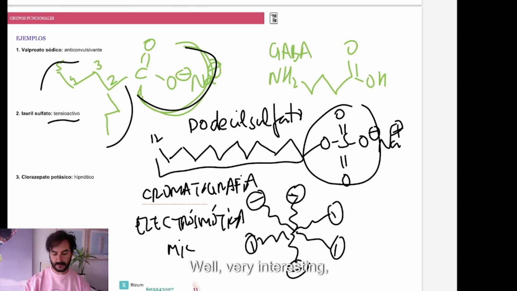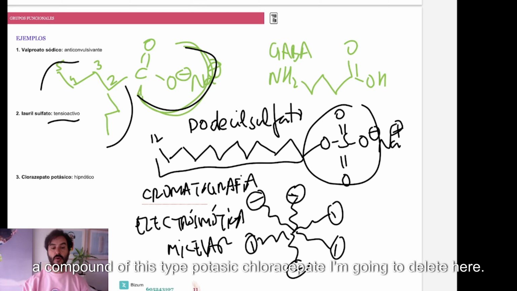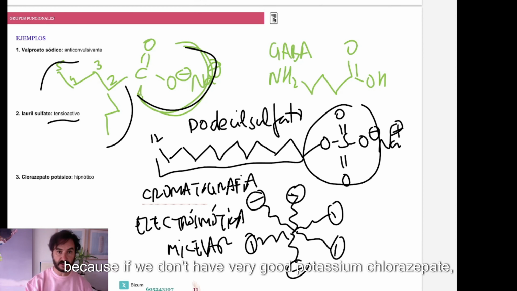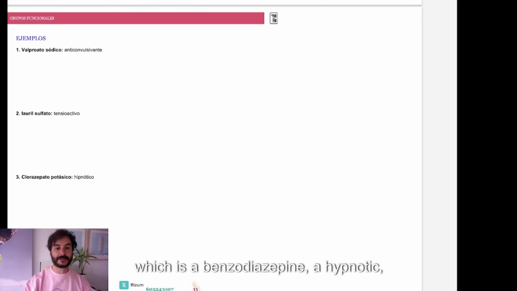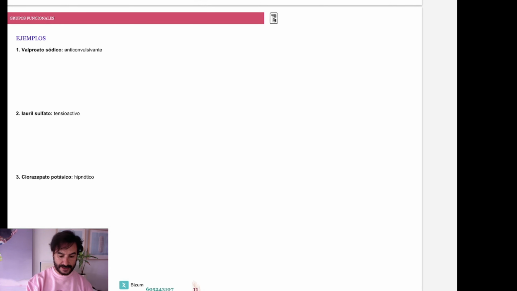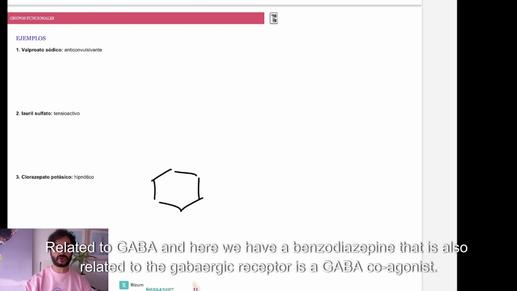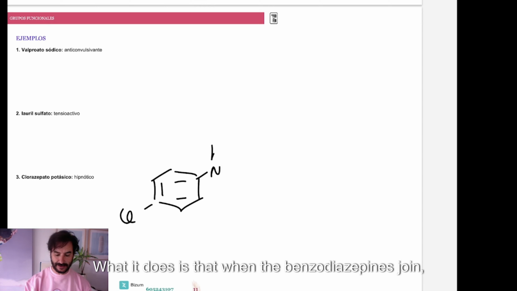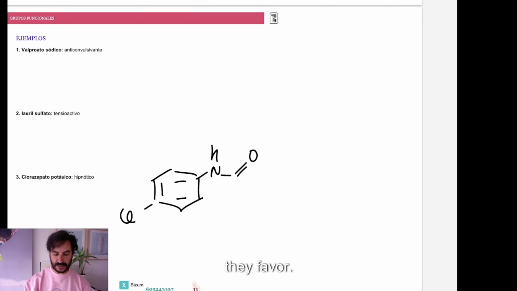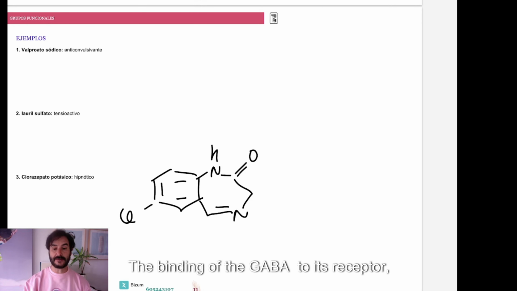Well, very interesting. A compound of this type, clorazepate potassium, I'm going to draw here. Clorazepate is a benzodiazepine, a hypnotic, to give you another drug. We talked about sodium valproate upstairs, related to GABA, and here we have a benzodiazepine that is also related to the GABAergic receptor, a GABA agonist. What it does is that when the benzodiazepines bind, they favor the binding of GABA to its receptor.